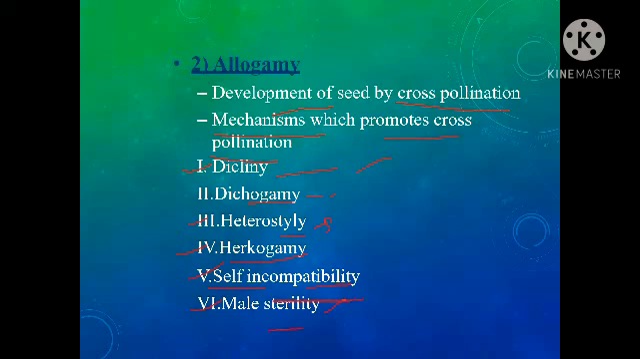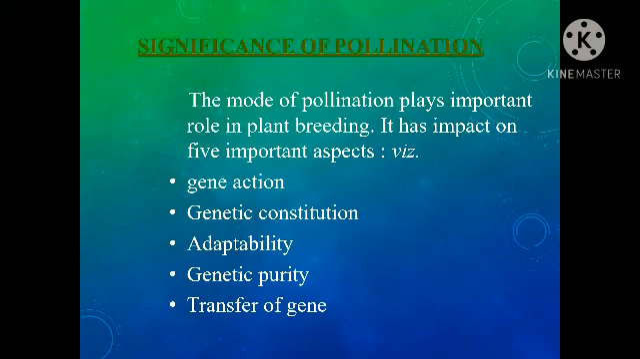Coming to the next, the significance of pollination. The modes of pollination play an important role in plant breeding. They have an impact on five important aspects: gene action, genetic constitution and adaptability, genetic purity, and transfer of genes. In these five aspects, the significance of pollination shows major importance.